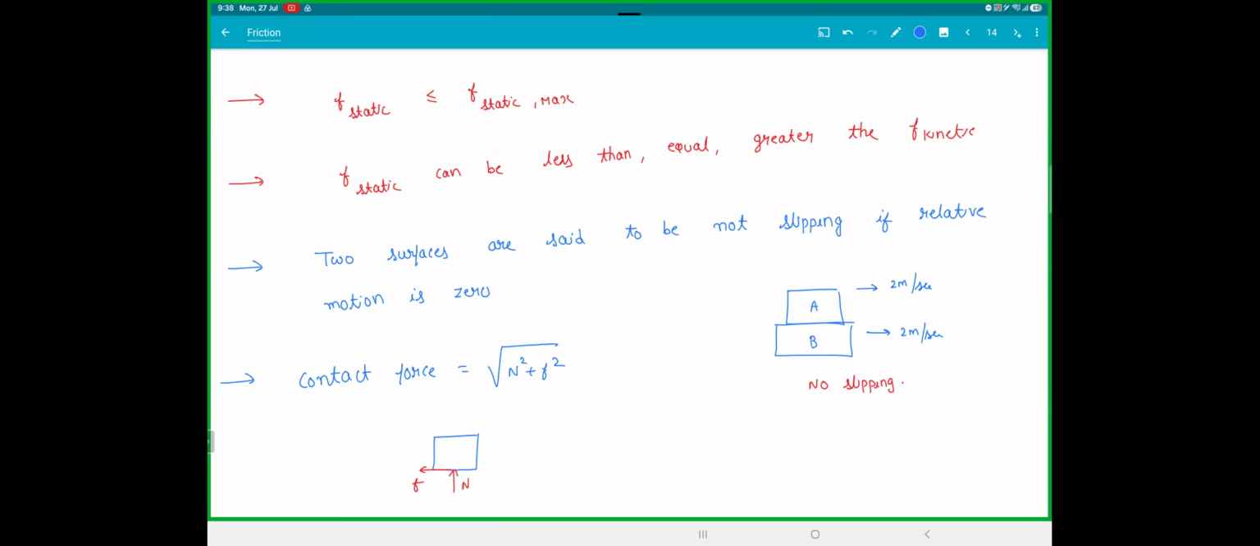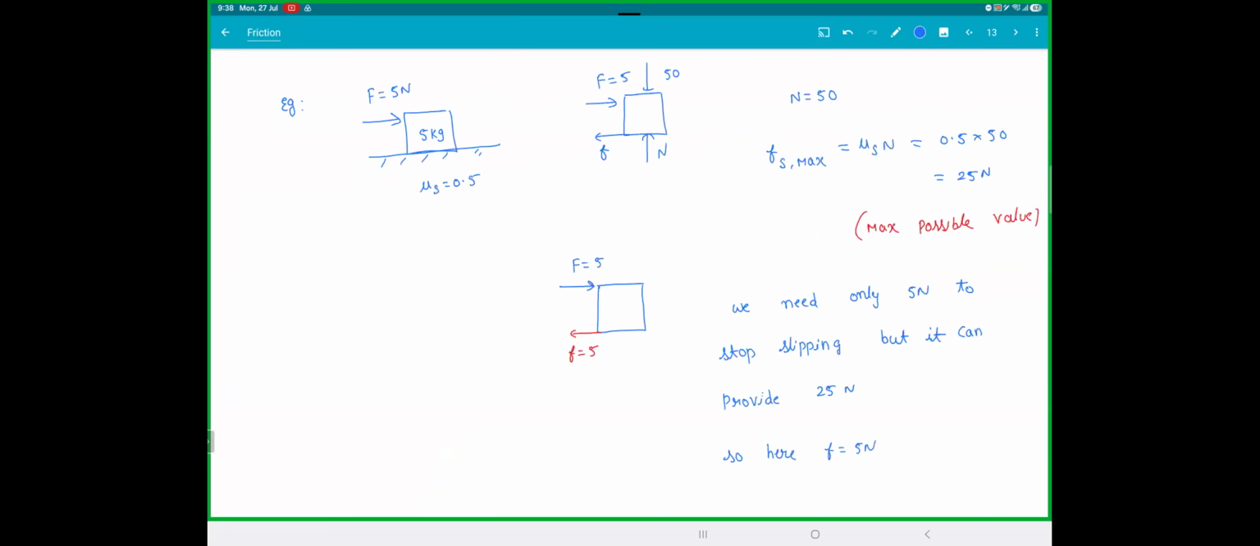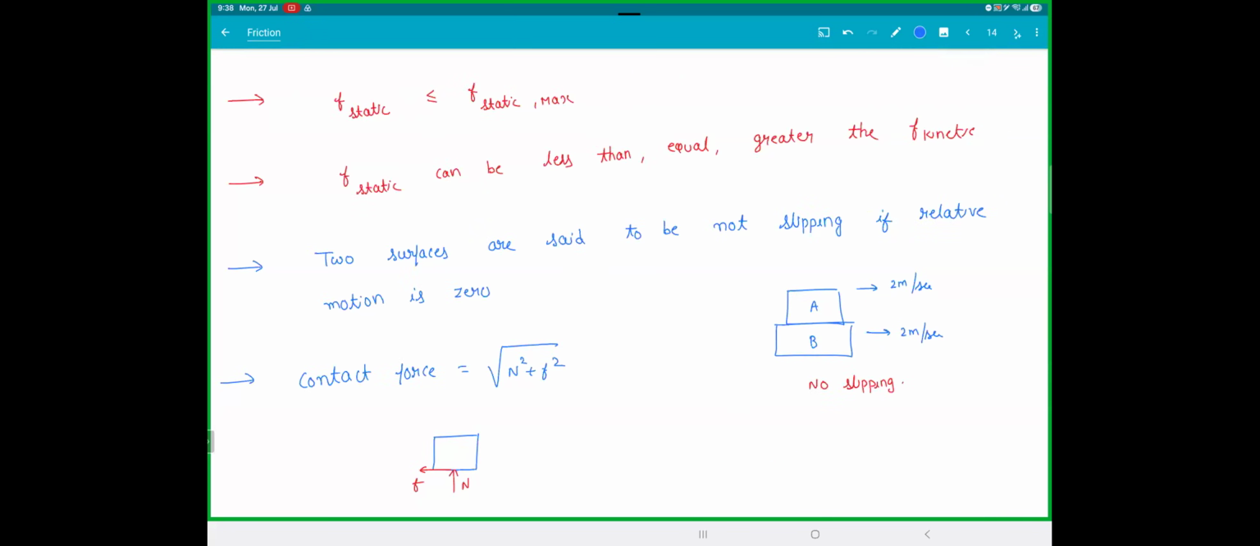So that's a normal reaction. I hope this was clear. Now you have an idea how to find the magnitude. You have an idea how to find the direction. Technically, theory is over. This is everything that you need to know about friction.